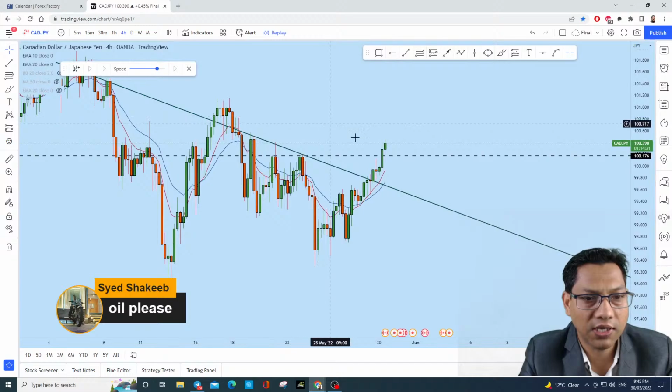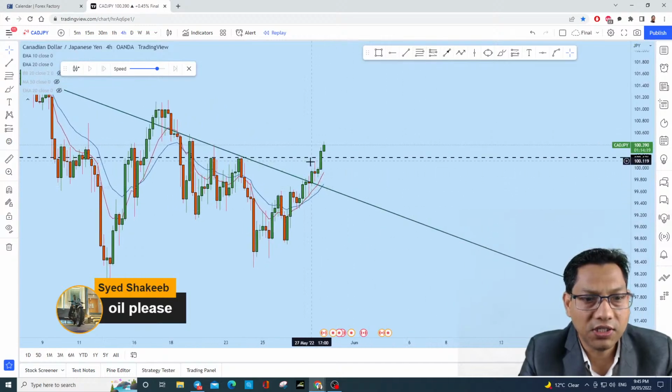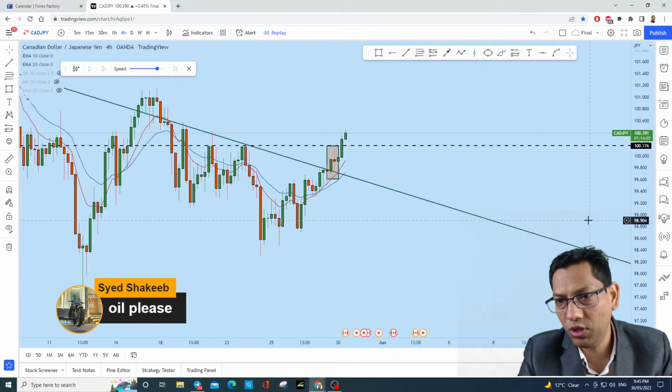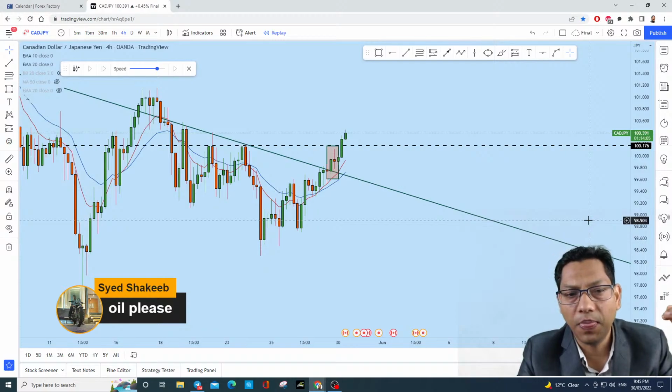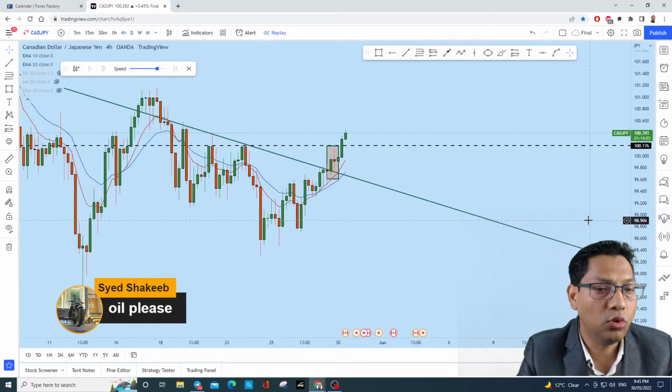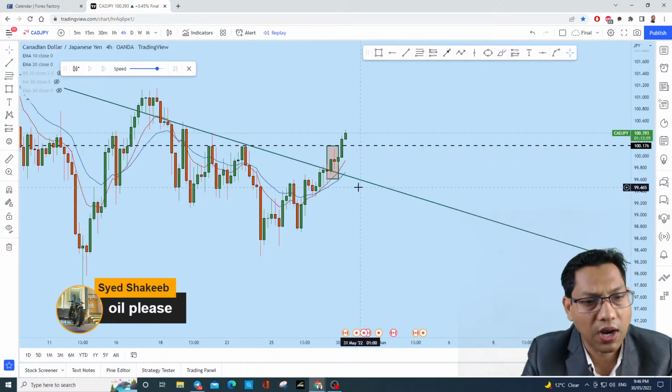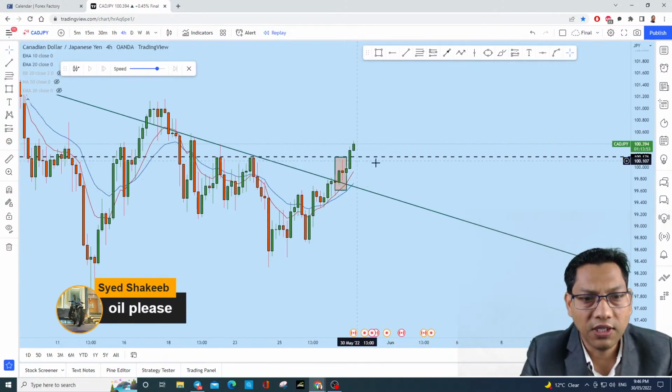This is what we can see on the 4 hour. Now this doji, you see there is a doji here. This doji can give us an entry opportunity for this move to the upside, like the one that I posted on YouTube today on USDJPY and EURJPY. Similarly, CAD is very strong now and JPY is weaker, so CAD/JPY can be a good pair for trading. So this is how it is.